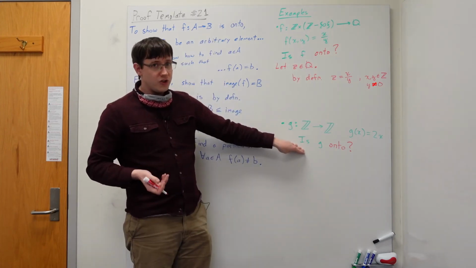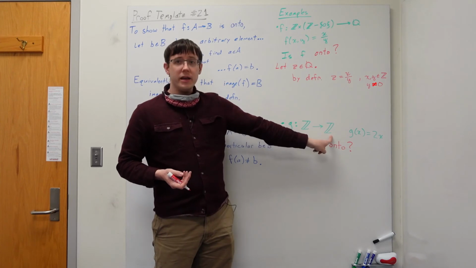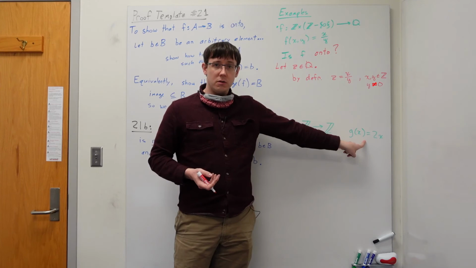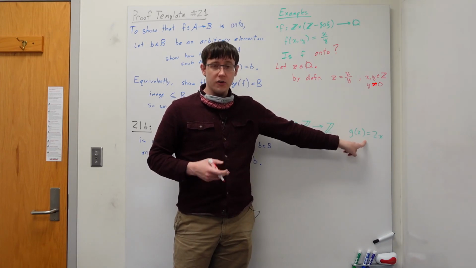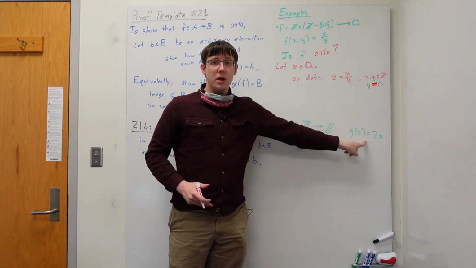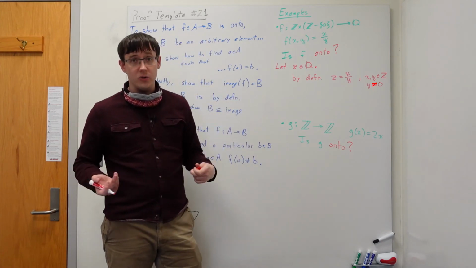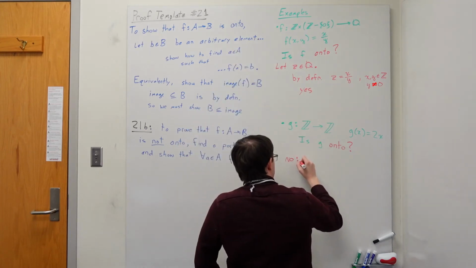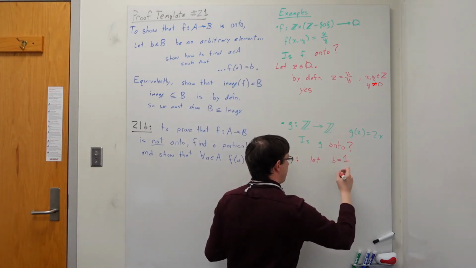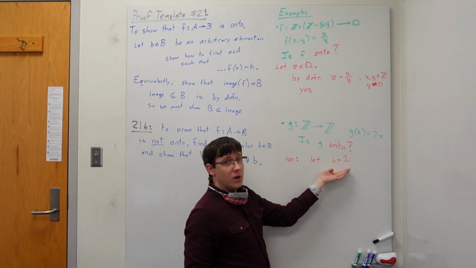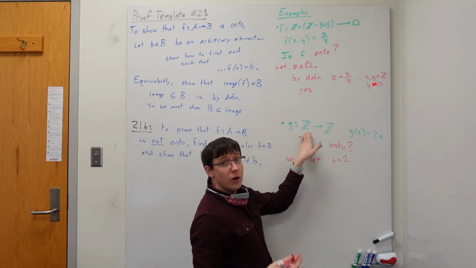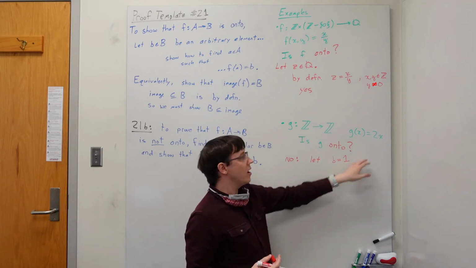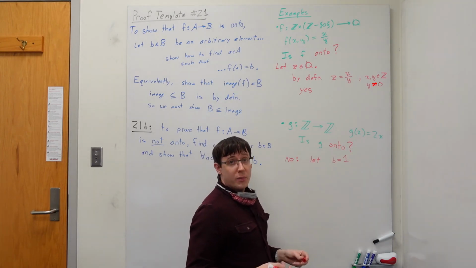But when we think about g and ask, can every element of the integers be an output of this function? Well, no. This function only outputs even numbers, and so we can pick as our counterexample any odd number we like. To show that 1 is a counterexample, we need to argue that there is no input in the set of integers that could produce 1 as the output of this function. We could do that by contradiction.